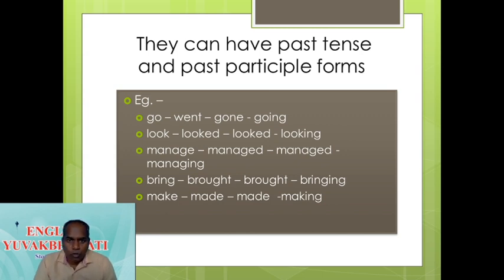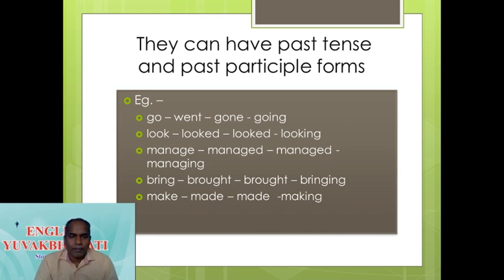Also going is there. Going we can use in present continuous tense, past continuous tense, future continuous tense, and in the gerund also we can use the ing form, meaning the present participle form. So go, went, gone and going are the forms of the main verb. Examples are given here: look, looked, looking. Manage, managed, managed, managing. Bring, brought, bringing.